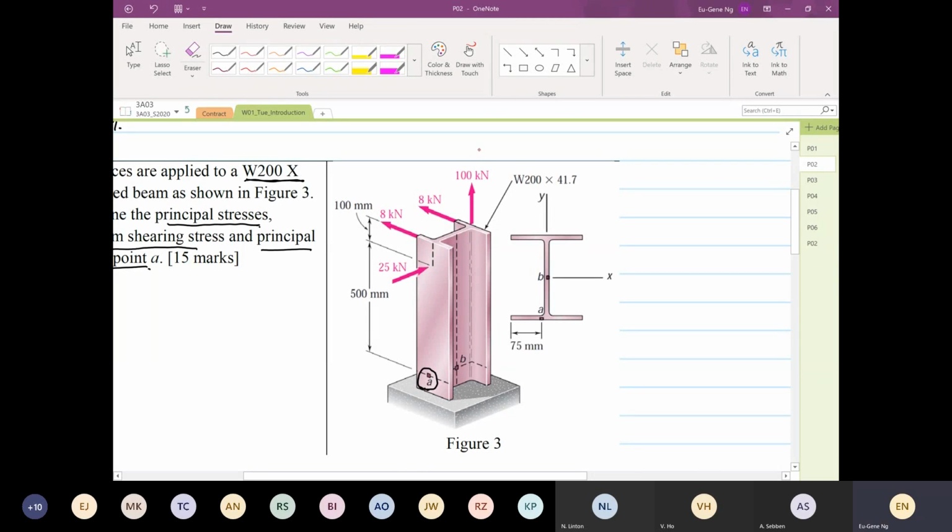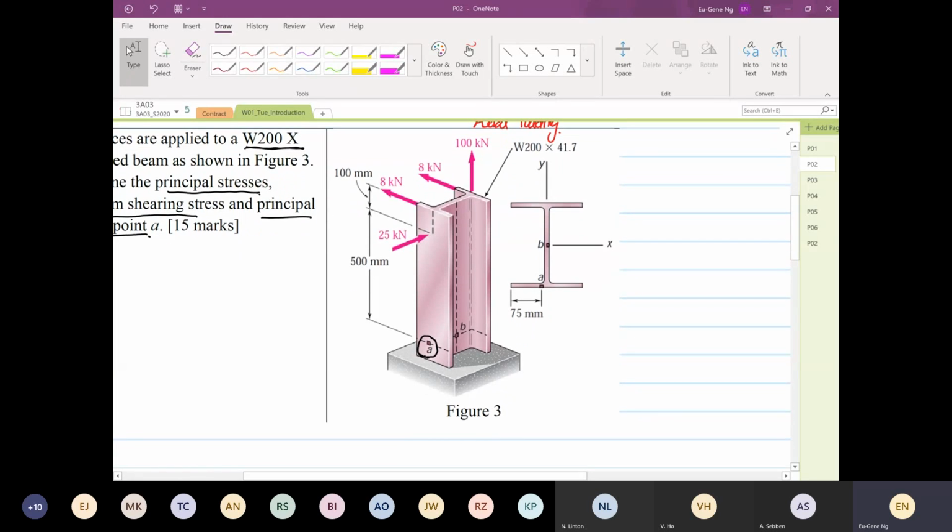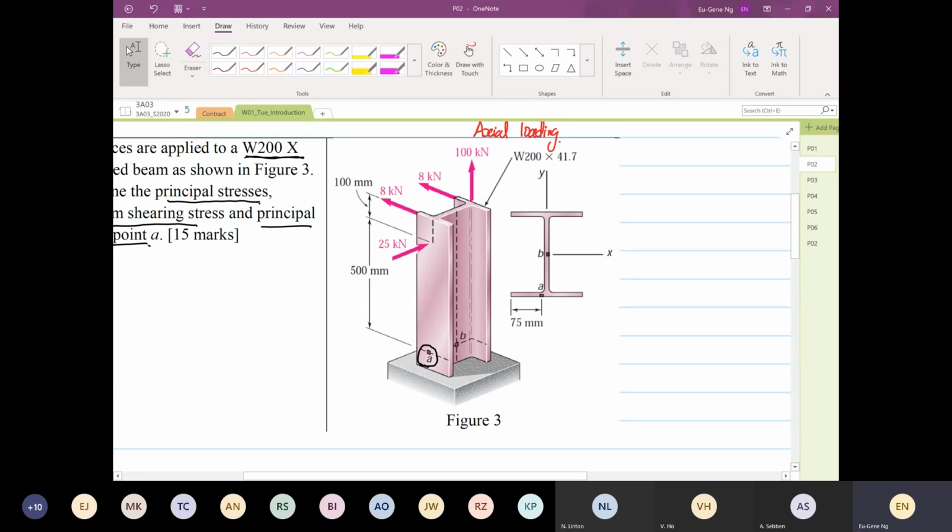Is 100, you will have axial loading from the 100. And the 25, so if we were to draw a transformation, so before I go on, I need to draw a transformation. So what do I mean by transformation? You have to tell the general audience which is your X. Okay, so this is our X direction. Sorry, that's our Y.